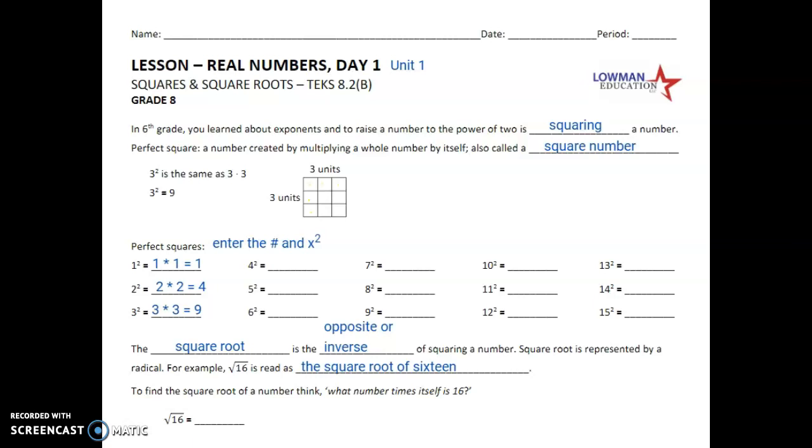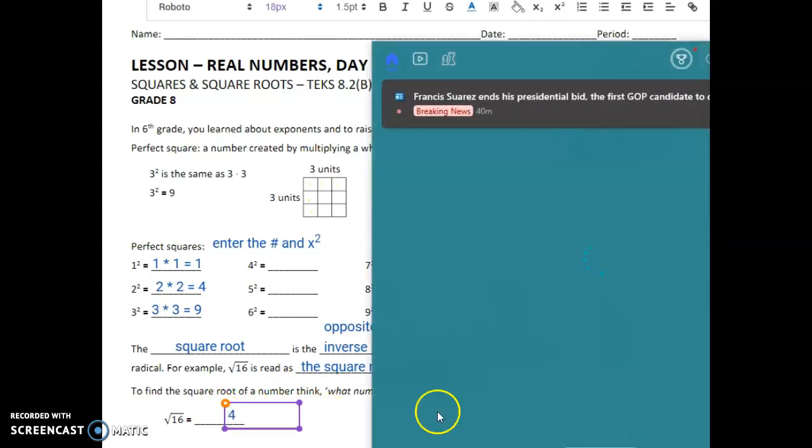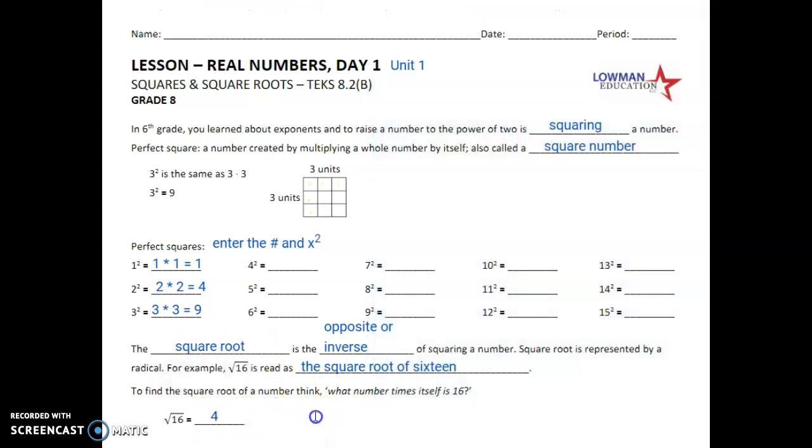The square root is represented by a radical. So this square root symbol is represented by a radical. For example, this symbol with 16 inside of it is read as the square root of 16. To find the square root of the number, think: what times itself is going to equal 16? Well, 2 times 2 is 4, and 3 times 3 is 9, but 4 times 4 is 16. So the square root of 16 is going to be 4. Like I said, just as a quick reminder, you're going to finish these for homework.